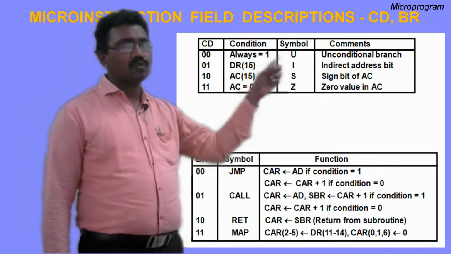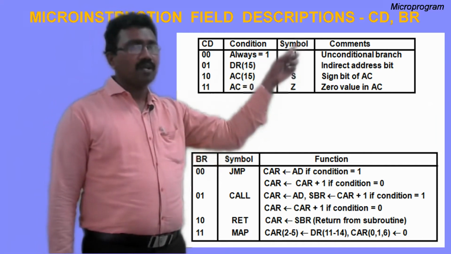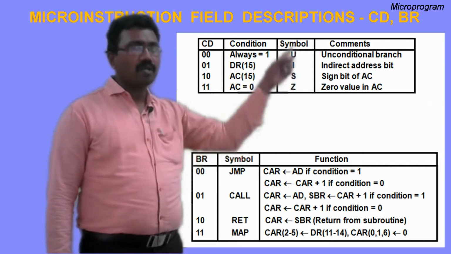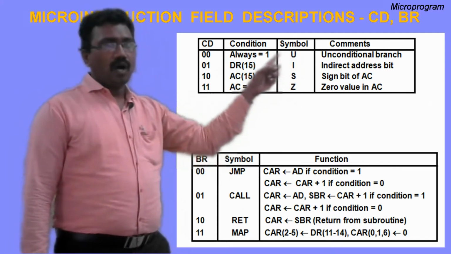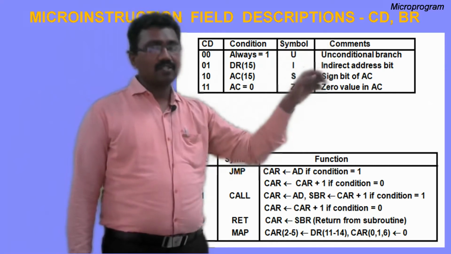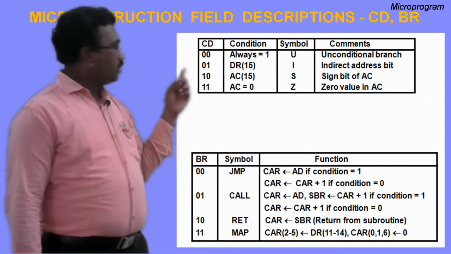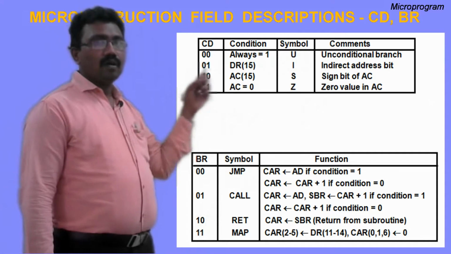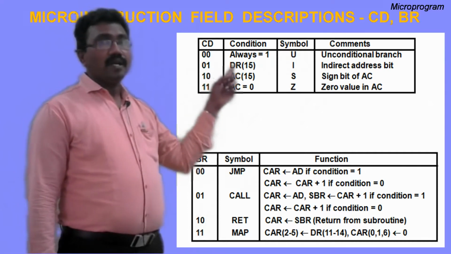1 means always true. This symbol is U. These symbols are used in symbolic microprograms, symbolic micro instructions. What is U? Always 1 is nothing but unconditional branch. There is no condition. Always true. Always 1. If the conditional field is 0 1, the condition is based on DR of 15.